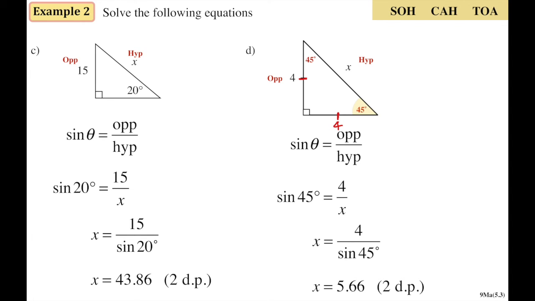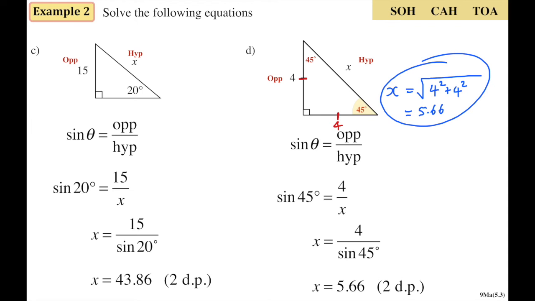Have a look at how else that question could have been done. I could have gone x equals the square root of 4 squared plus 4 squared. Put that into my calculator, and you will get 5.66 if you round it to 2 decimal places. So that's actually faster than using trigonometry because we were given two sides and we were trying to find the third side. So trigonometry would have been a slower method than Pythagoras' theorem for this example.